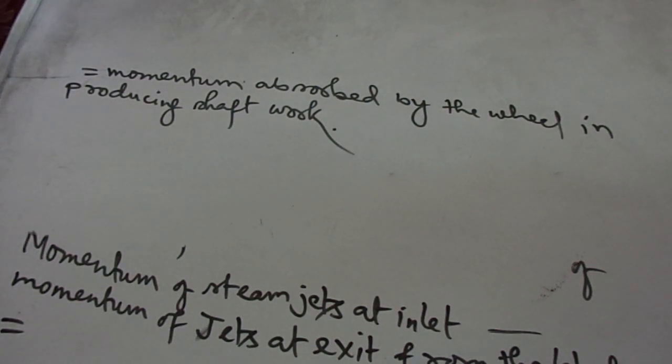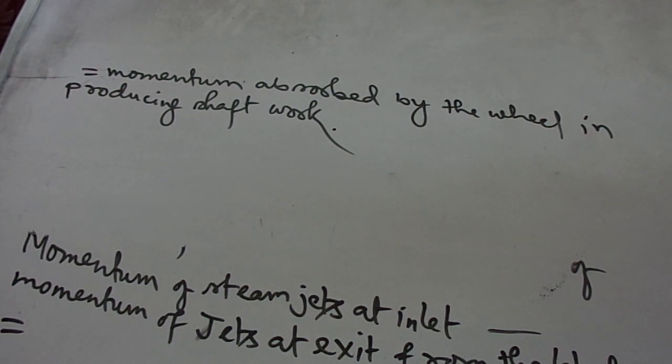It is seen that the wheel rotates only due to the impulsive effect of the jet. The blades of such a wheel are called impulse blades.